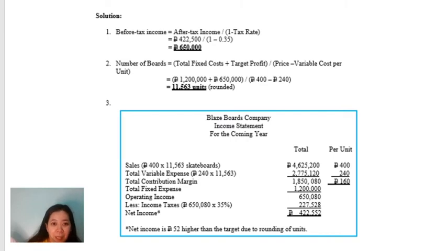Then use the formula. Here, the net income is rounded off. The difference of 52 pesos is considered immaterial, because in this case we will assume that it's still the same as the given. Therefore the net income after tax is indeed 422,500, or 552 in this case. Okay, next.